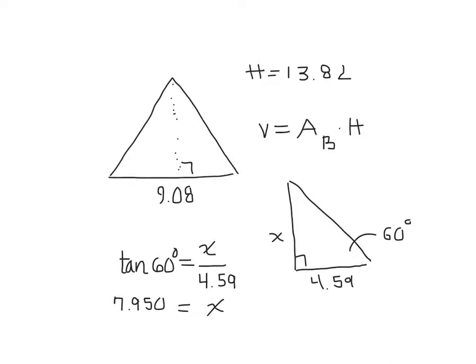So now I can find the area of my base. It's a triangle, so I'm going to take half the base of the triangle, 9.08. Now this is the big equilateral triangle, not the right triangle, times the height, which is the altitude I just calculated, 7.950, and that will give me the area of my base. And then of course I'll need to multiply that by the height of my prism to get the volume of my prism. And to the nearest cubic centimeter, that would be equivalent to 499 cubic centimeters.